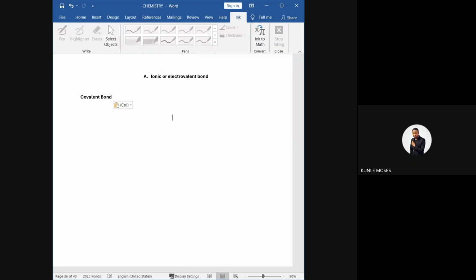So hydrogen will release the electron. They will share it together. They will come together. So hydrogen will have a complete octet structure, while oxygen also will have a complete octet structure. Another example that I can give you is carbon dioxide, CO2.